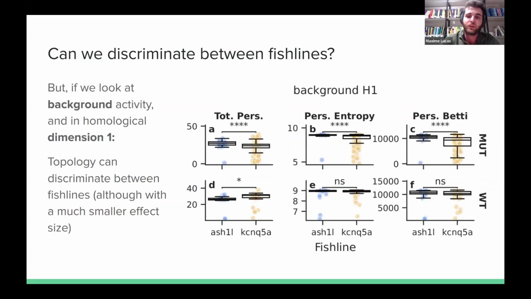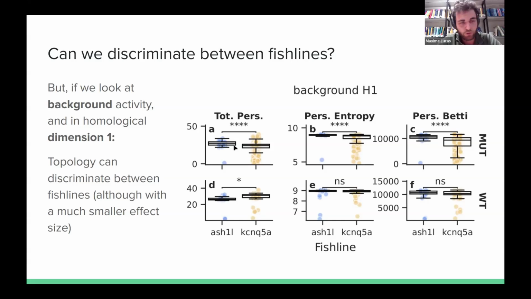But then it's not as easy as that, because we were still able to see something if we looked at the cycles, okay, H1. So it's a very specific case, right? If we look at H1 and we look at background activity, then we're able to discriminate between the fish lines. So here, for example, persistent entropy or even total persistence is able to differentiate between the two fish lines in mutants, but also in wild types.